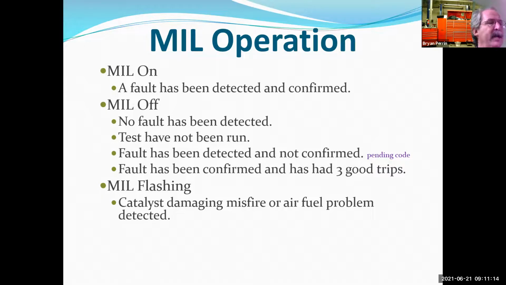If the mill is flashing, a catalyst damaging misfire or air fuel problem is detected. What I can tell you is I have never seen or heard of an air fuel ratio problem causing the mill to flash. Under regulation, they're allowed to do it, but I've never seen anyone do it or heard of anyone doing it. So if the mill's flashing, it's a catalyst damage and misfire.